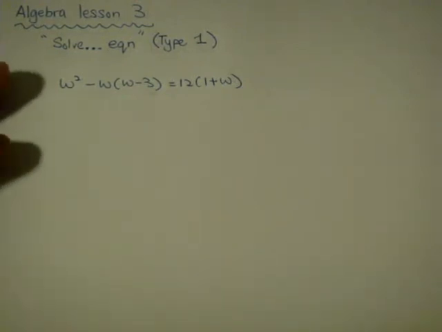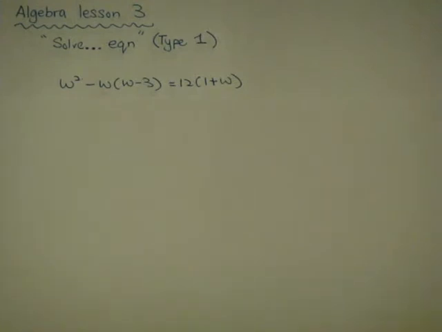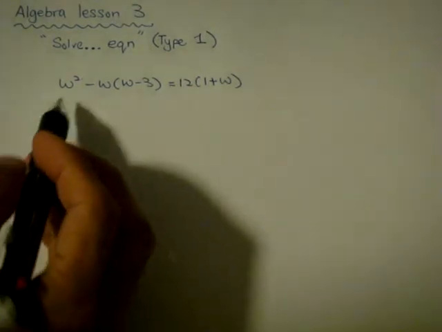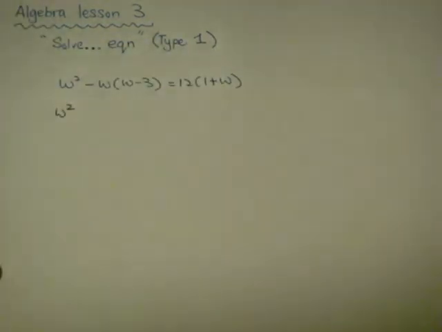So after you know that, how are you going to solve this type of question? Wherever you see a bracket, you must remove it. When removing it, you must take note of the sign. What do I mean by that? Let me show you. W square, you just copy down. Not to think too much, just copy down.